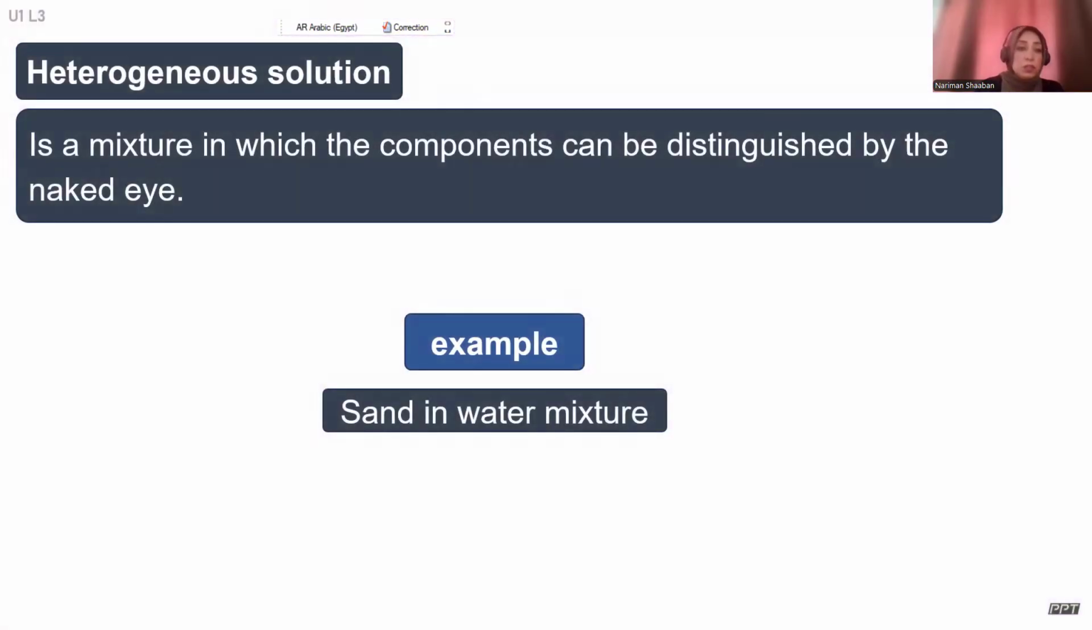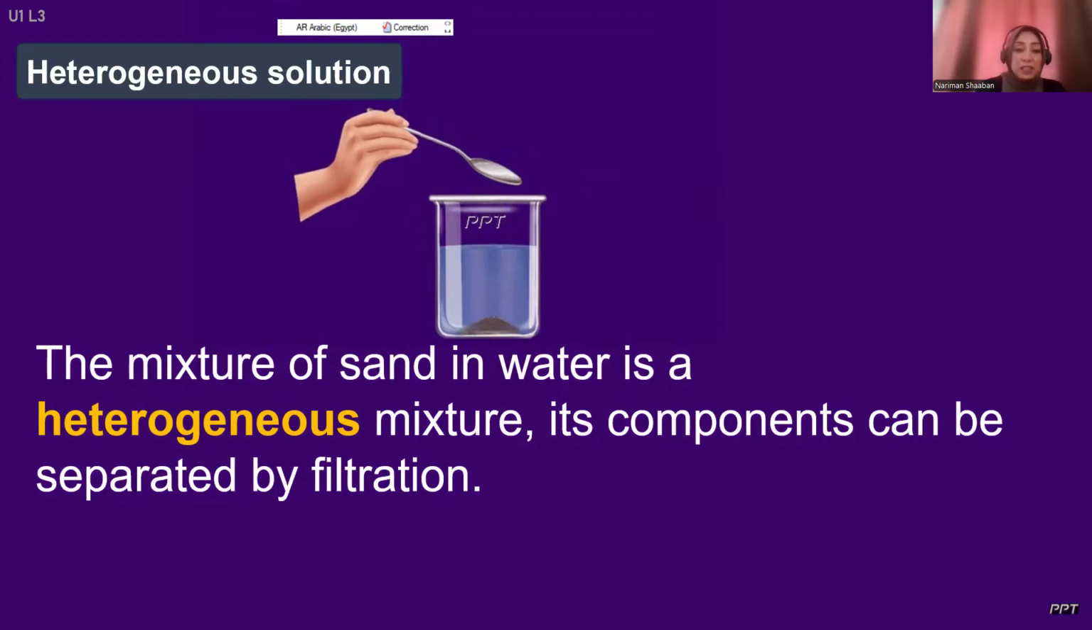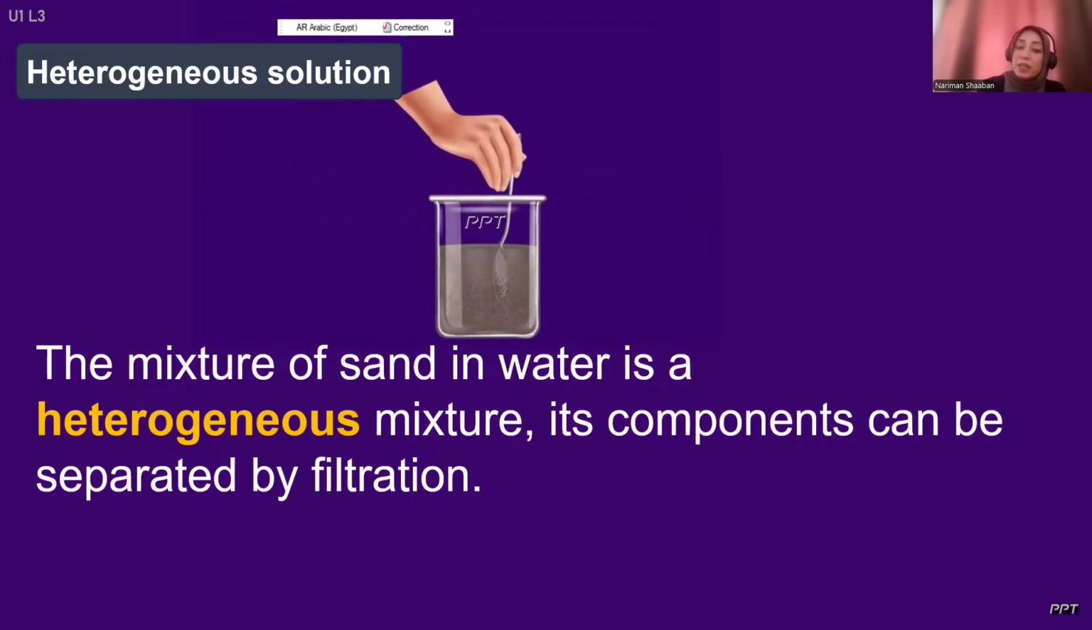And then a heterogeneous mixture is a mixture in which the components can be distinguished by the naked eye. For example, a sand in water mixture, we can distinguish it by the naked eye, right? The mixture of sand in water is a heterogeneous mixture. Its components can be separated by filtration.